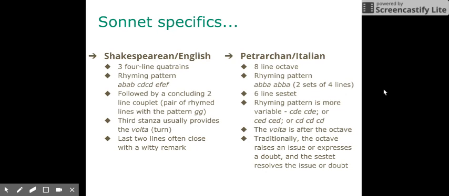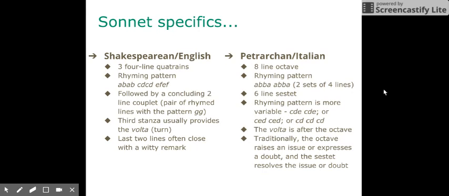Now, again, that's the perfect form. That doesn't mean that all poets follow that. You might find a poem that, instead of having them all separated into different stanzas, is one giant stanza with this rhyming pattern. It could be separated into two different stanzas with this rhyming pattern. So you just have to be aware of that.